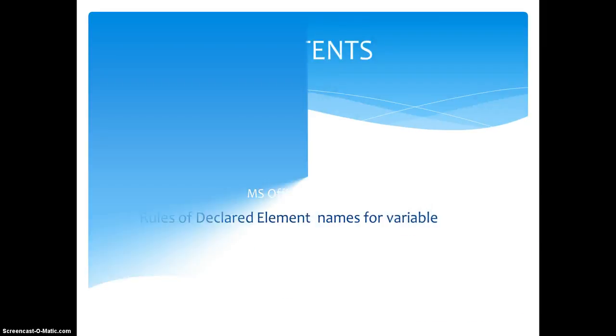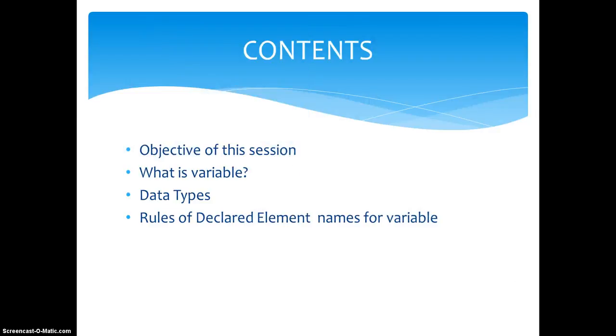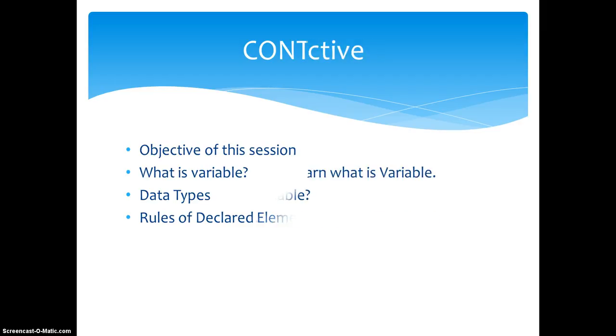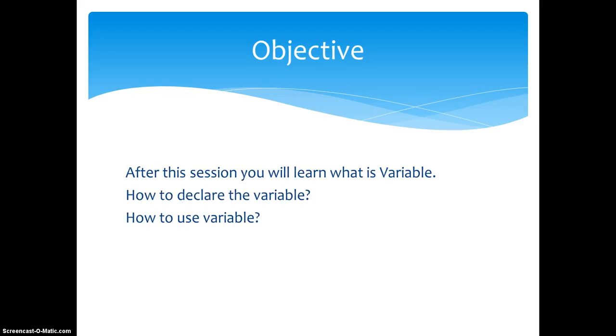In this session, we will see what the objective of this session is, what a variable is, what the data types are, and the rules for declaring element names for variables, meaning the naming convention of the variable. So our objective is that after this session you will learn what a variable is, how to declare the variable, and how to use the variable.